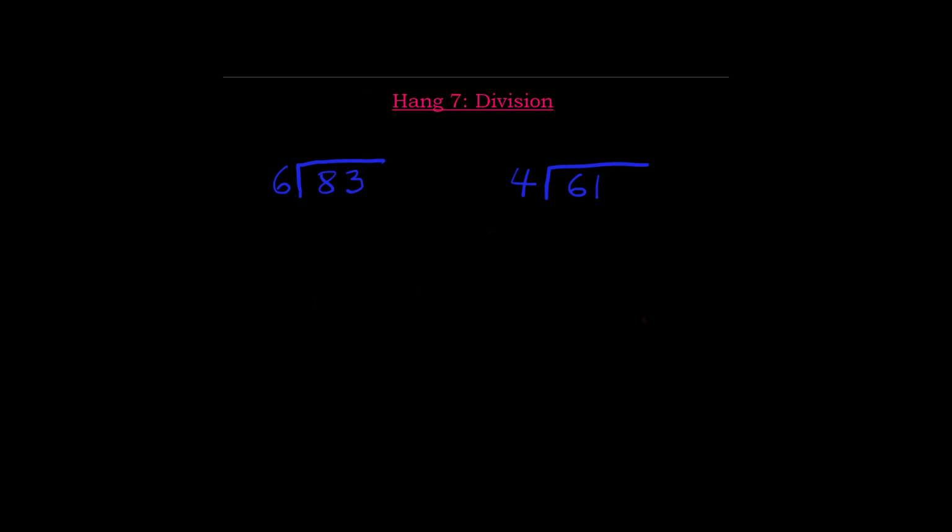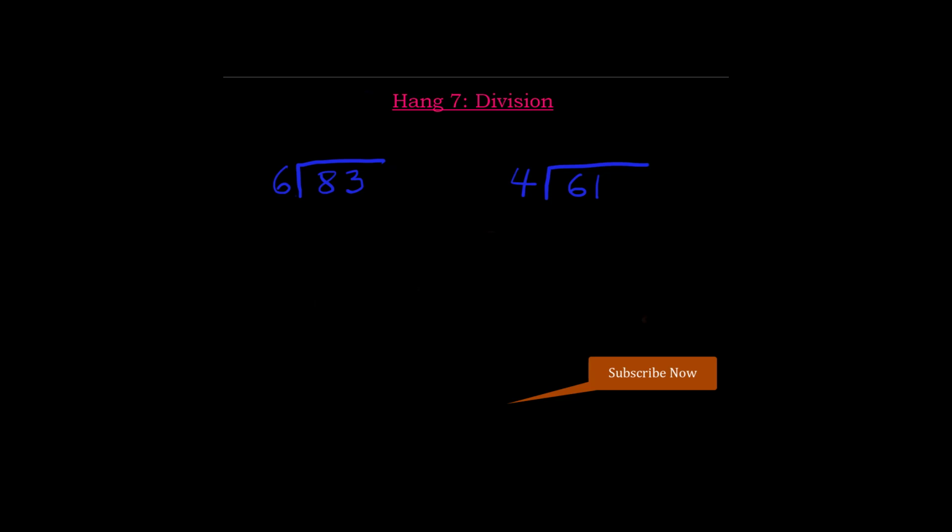We are still in our division unit and we're working on yet another strategy. This one is called Hang 7. Some people call it Big 7. I guess it has some different names. So we're going to show you how this one works. We're going to start out with some easy problems and then we'll work our way up to some longer division problems as well.